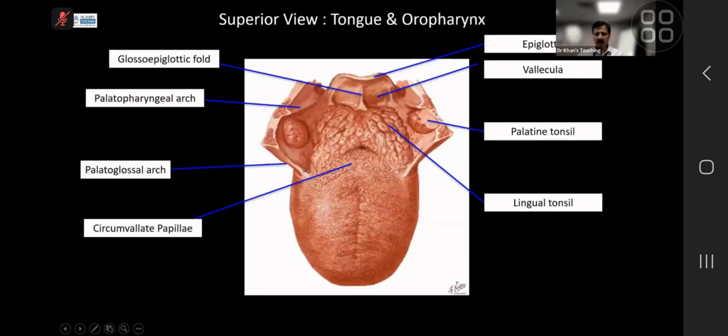So this anterior pillar of the tonsil is the boundary between the oral cavity and the pharynx. The pillar itself is considered part of the oropharynx. So this is the anterior pillar, circumvallate papillae. This is all oral cavity. Posteriorly, this is the base of tongue on which the lingual tonsil is sitting, and these are the palatine tonsils.